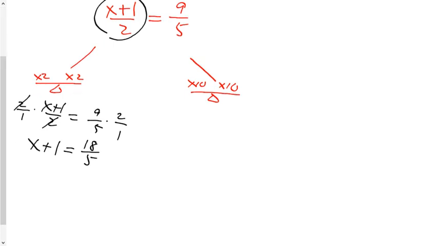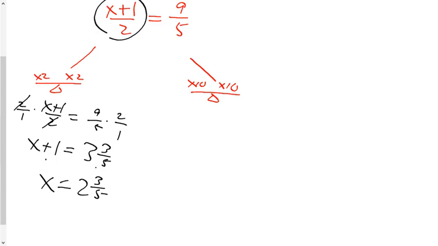Now, probably from experience, it's best to change this right now, especially because of the next step. So 18/5 is really 3 3/5. I know I'm going to need it right now because what am I going to do to isolate x? What's my last step? Subtract 1 from both sides.